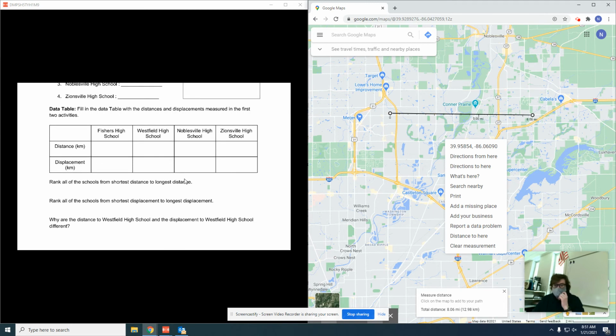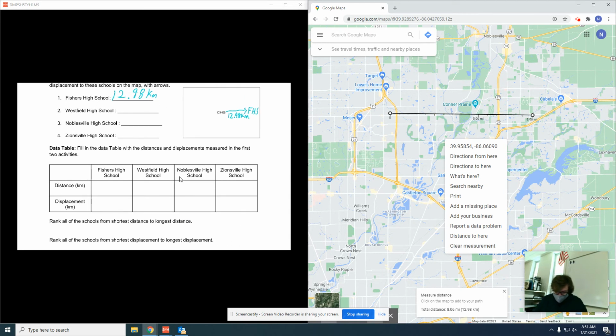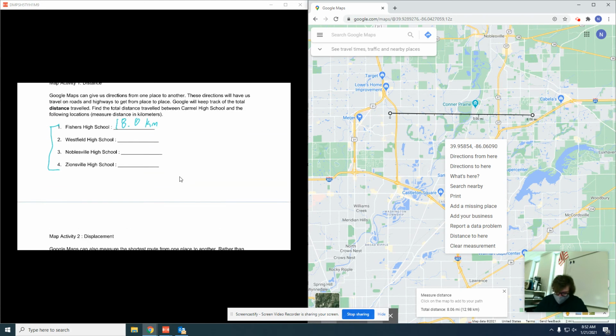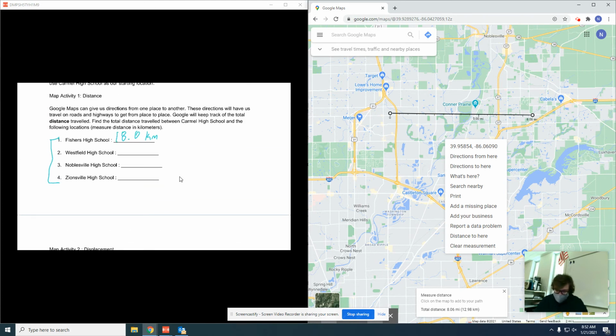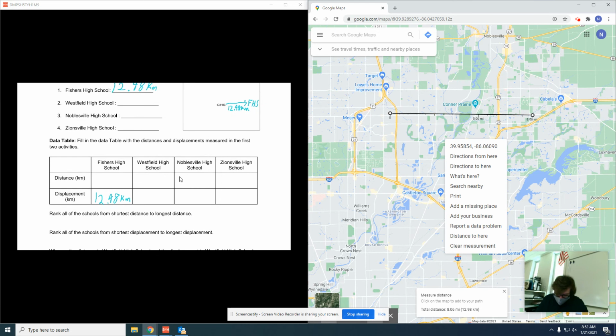Once we found all our distances and displacements, I want us to go ahead and copy them down into this data table that you can see on the left side of the screen. So we just said that my displacement for Fishers High School was 12.98 kilometers. And just to double check myself, our distance traveled was 18.0 kilometers. So there's our first 2 values. You all should be able to figure out the distance and displacement for Westfield, Noblesville, and Zionsville.